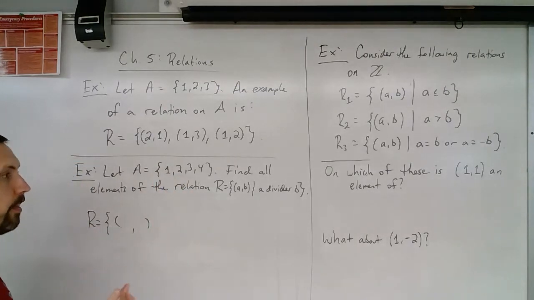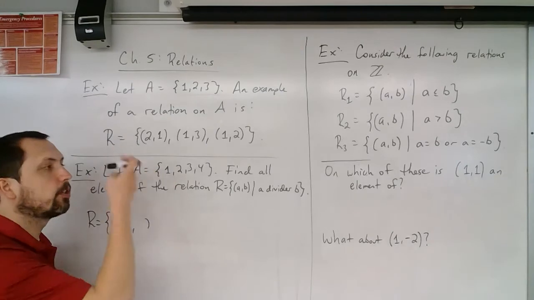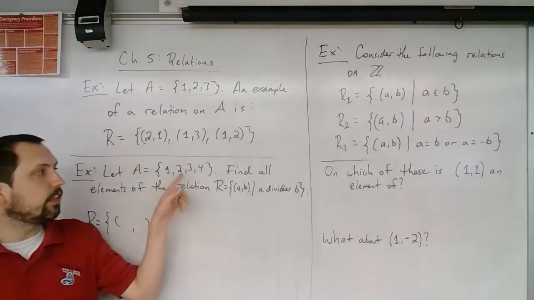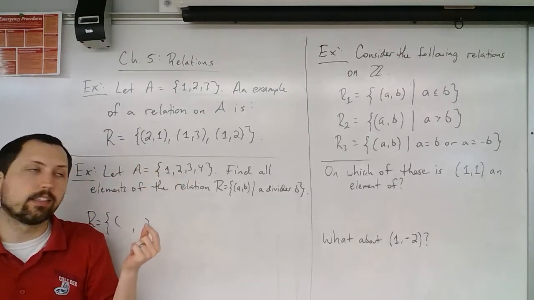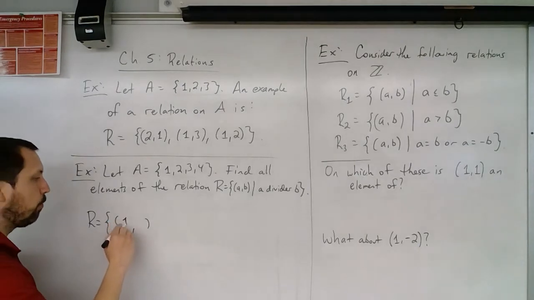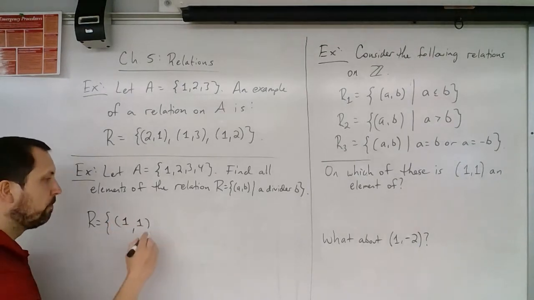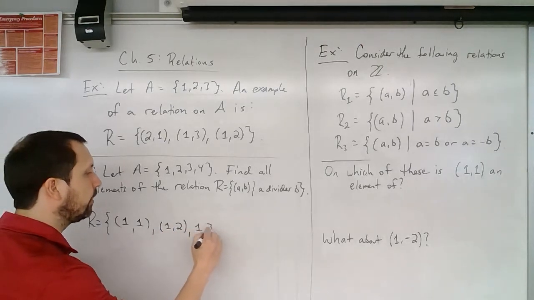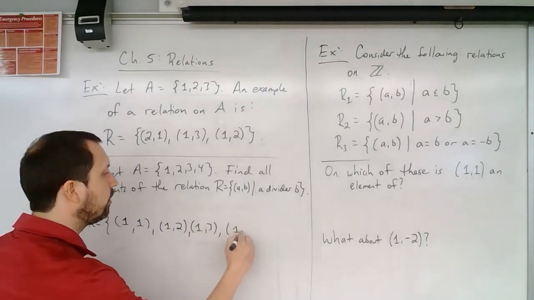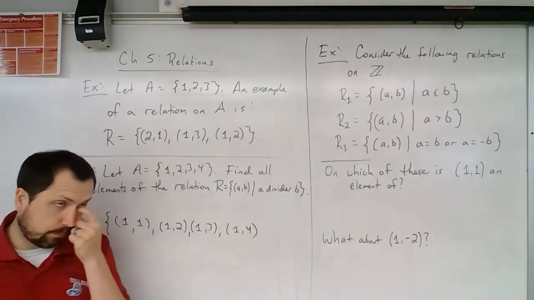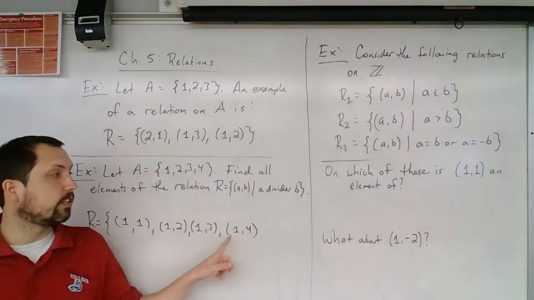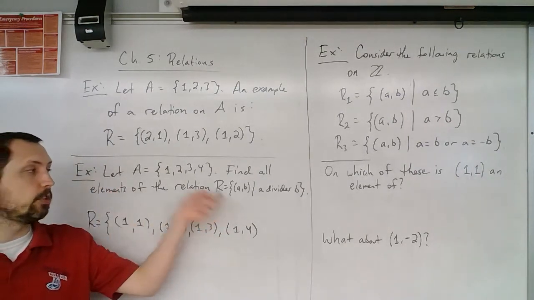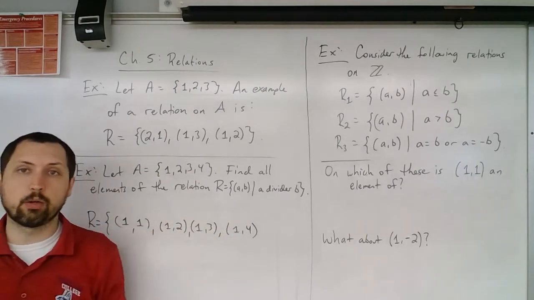So how you can think about this is, okay, my first number here could be 1. Which of these numbers does 1 divide? Well, we should know that 1 divides 1. We should also know that 1 divides 2, 1 divides 3, and 1 divides 4. So these are elements that should be in this relation because 1 divides each of those.